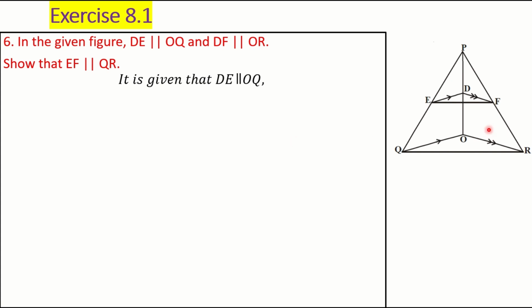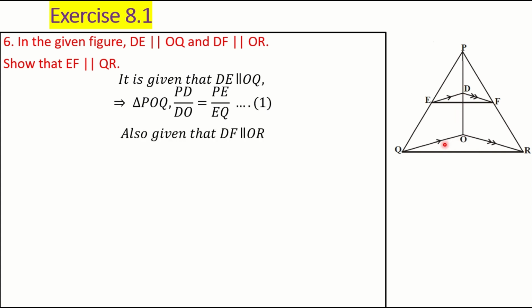Okay. So we have one third common line for EF, right? So we have to take that one into consideration and then prove it. Okay. So DE is parallel to OQ, which means PD by DO equal to PE by EQ. Correct? Second, DF is parallel to OR.